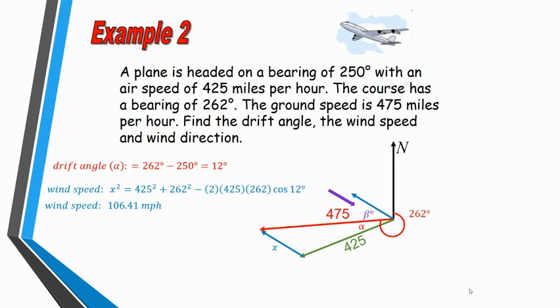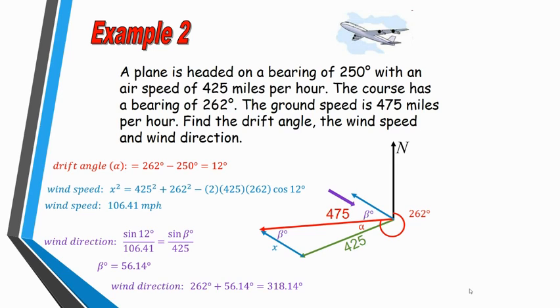Now the beta right there is not inside the triangle, but there is a beta within my triangle that is equivalent. And it's also located between the blue and the red vectors, which is over here, because those are alternate interior angles. And so now I can set up a law of sines problem to find my wind direction. I'll find my beta value, which turns out to be about 56.14 degrees, but that's not the angle. That's just the value of beta. And if I add that beta value to the 262, I can find the actual direction of the wind.